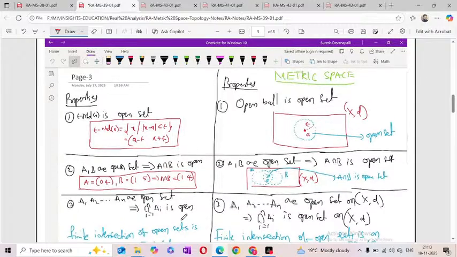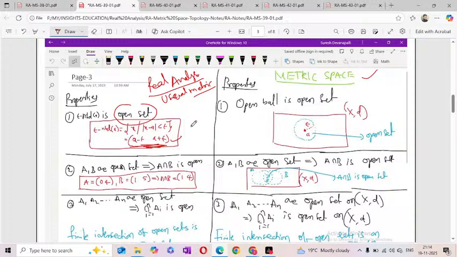Now we will compare real analysis, that means the usual metric, and the general metric space. First, in real analysis with the usual metric, the epsilon neighborhood is the set of x such that mod of x minus a is less than epsilon. That means it is an open interval, and this is always an open set. So the epsilon neighborhood is nothing but an open interval, which is always an open set.